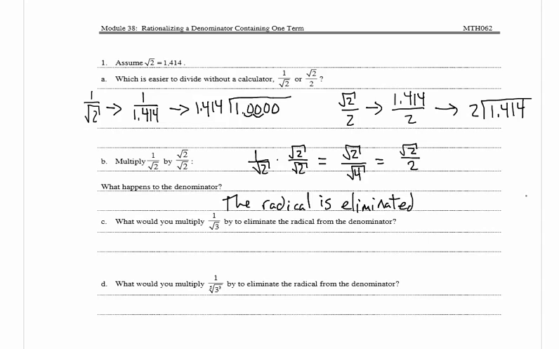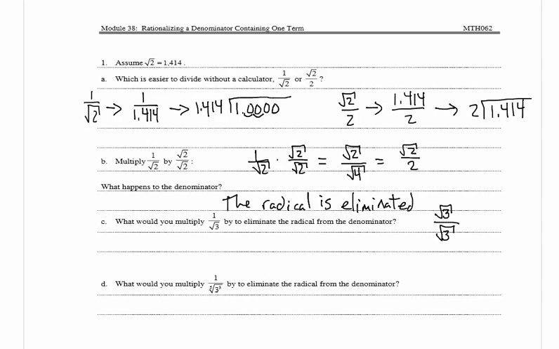In C, it asks, what would we multiply 1 divided by the square root of 3 by to eliminate the radical from the denominator? And we would multiply by the square root of 3 divided by the square root of 3, so that we eliminate the radical just like we did in the one above. In D, it says, what would you multiply 1 divided by the fifth root of 3 cubed by to eliminate the radical from the denominator?